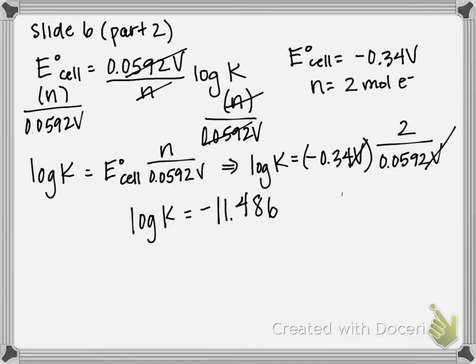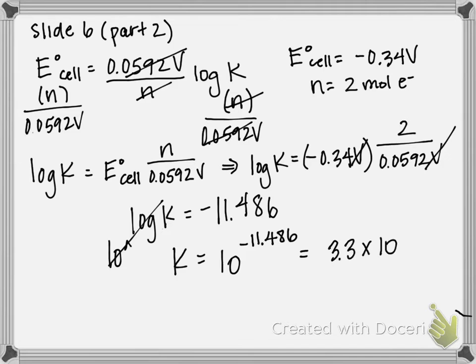We still have to get rid of the log in front of the K, so we just have K by itself. If you remember from pH, the way to get rid of a log is to take 10 to the whatever power. So 10 to the whatever gets rid of the log K, and K therefore is going to be equal to 10 to the power of negative 11.486. If I plug that in, it should give me 3.3 times 10 to the negative 12. That is our K, and that is our final answer.